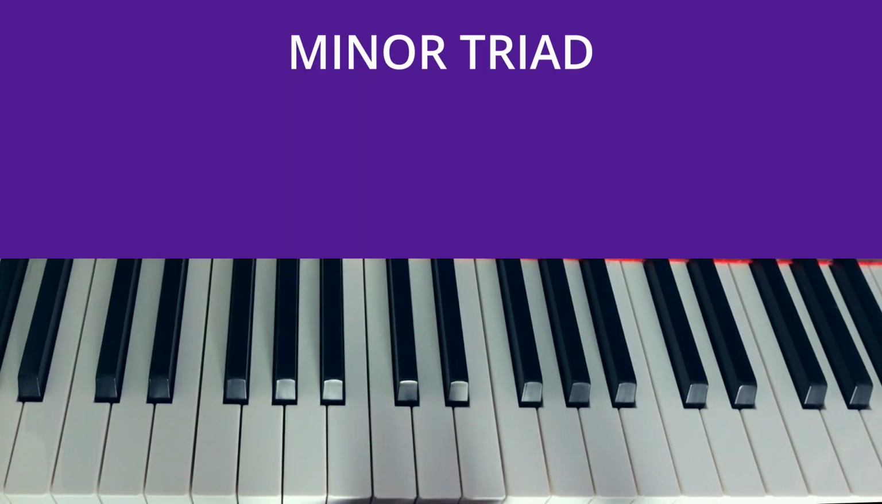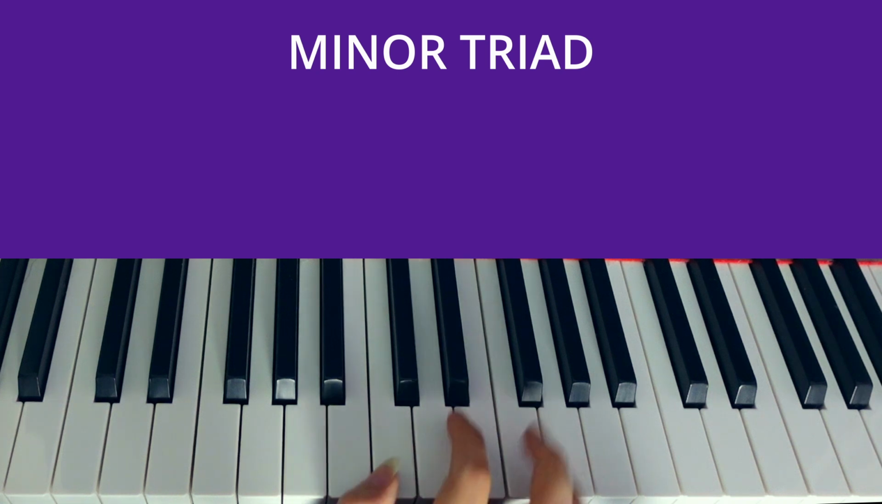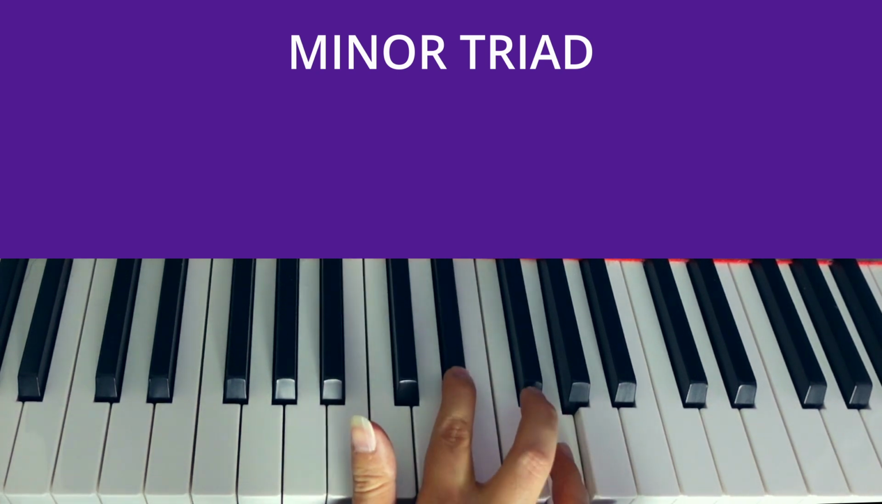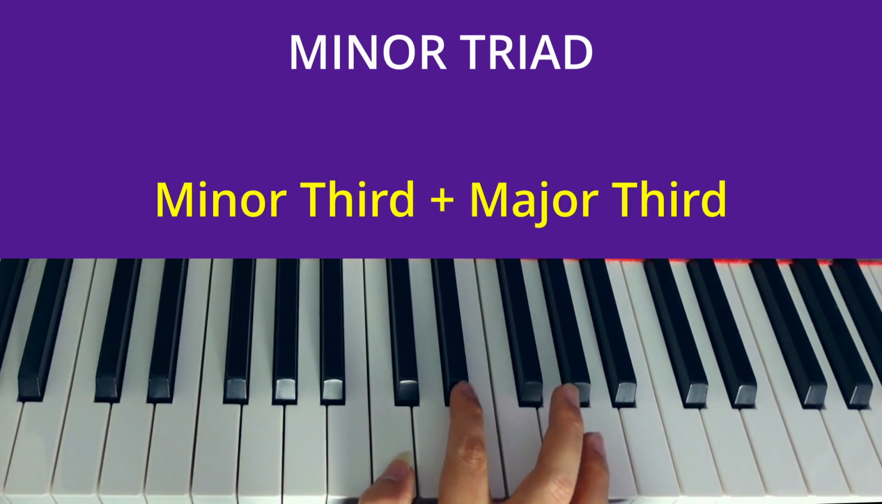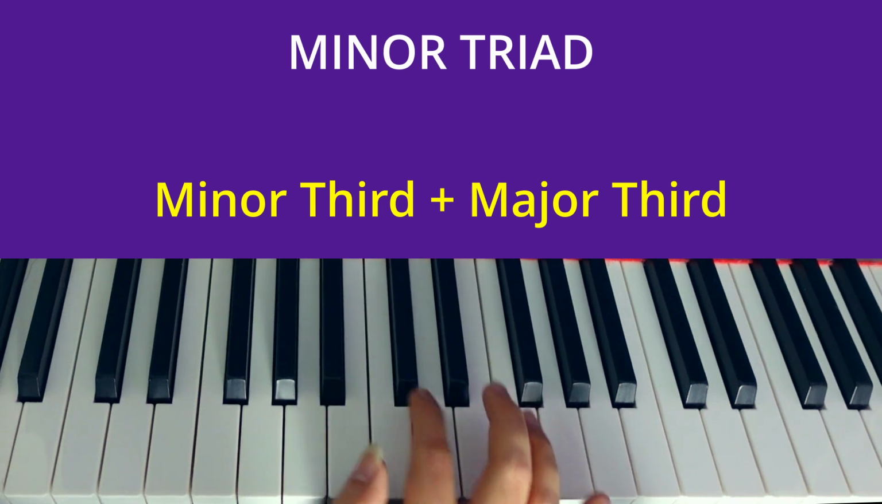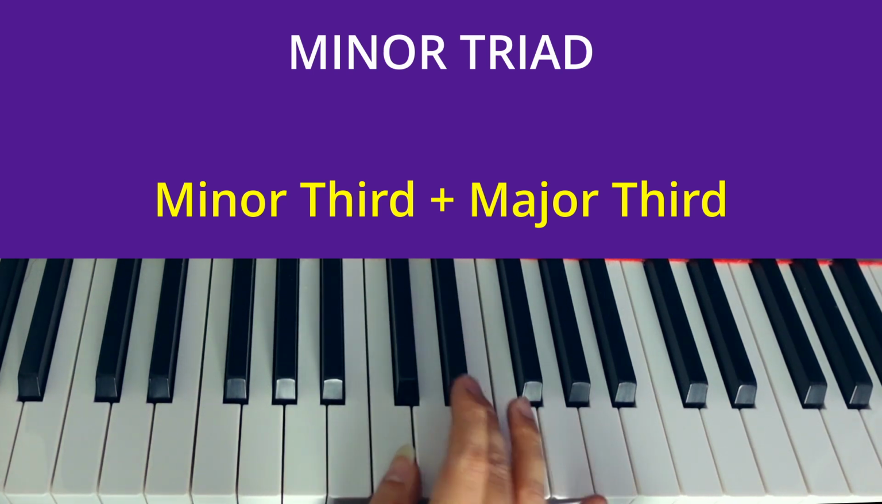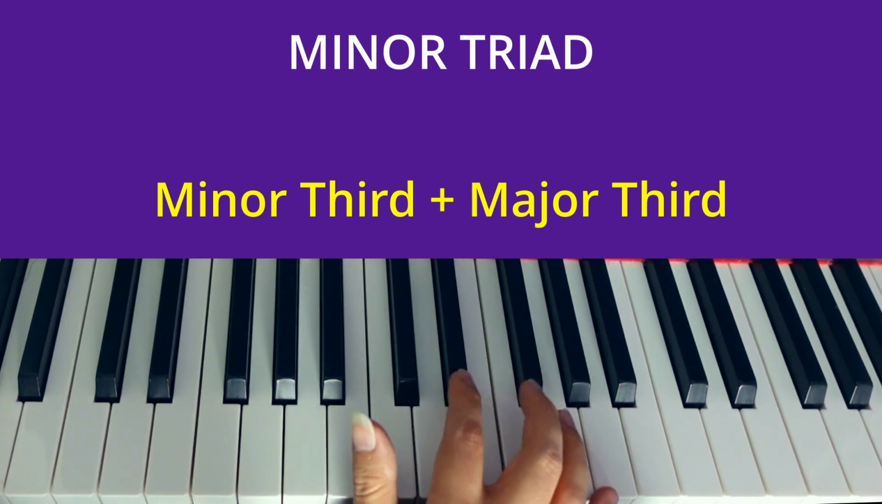Okay, so if a major chord is a major third and a minor third, the minor chord is the inverse of that. It is a minor third and a major third. So our minor third is between these 2 notes. So now we have C to E flat, and then our major third is going to be from E flat to G.